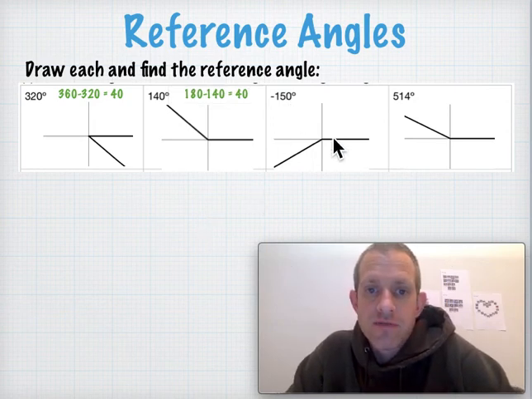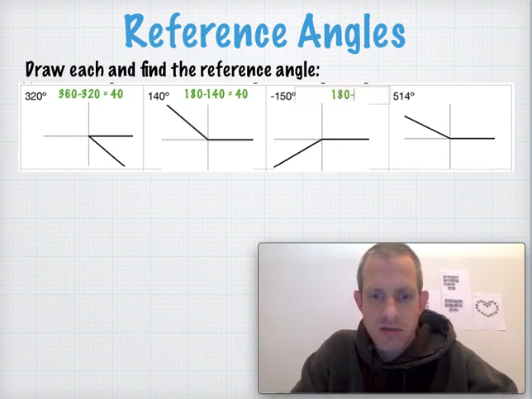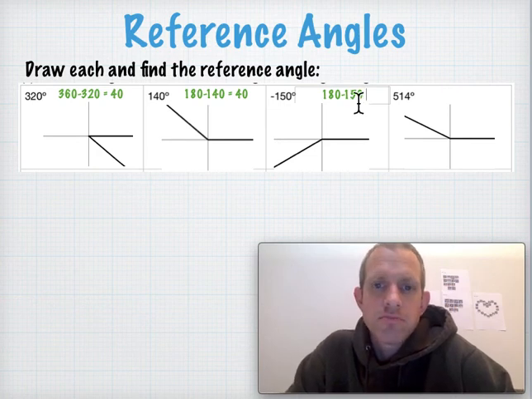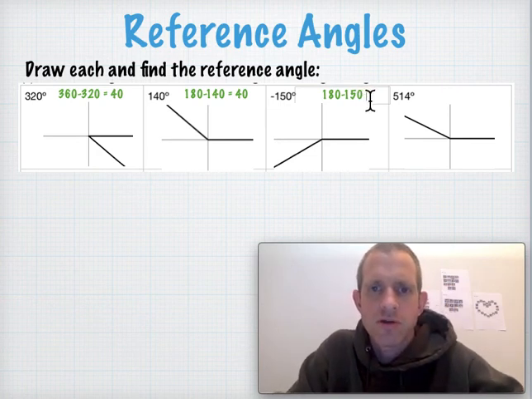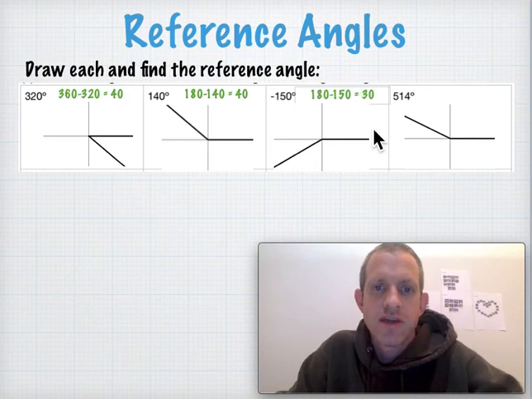For negative 150, remember negative angles go backwards and around. So here's 90, and here would be negative 180. And so it's close to negative 180. I want to know how far away from negative 180 it is. And so I'm going to do a subtraction. And so 180 minus 150, just working with their absolute values here, because reference angles are always positive numbers, at least the way I think about them. There's some disagreement with that amongst teachers, but I would say that negative 150 has a 30-degree reference angle.